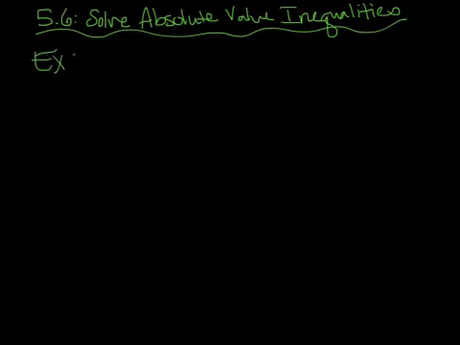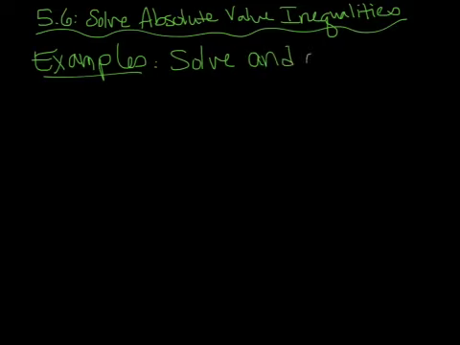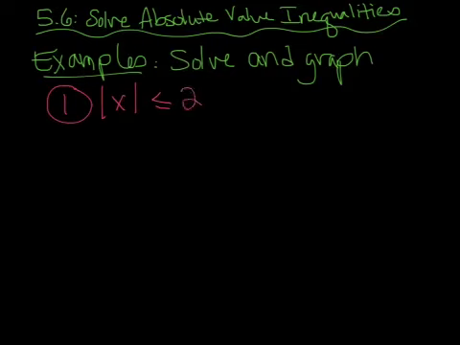So let's start straight away with some examples, and I'll take you through all of these step by step. For all of these, I'm going to ask you to solve and graph. It'll be a lot more helpful for you to rewrite your final answer in the end when you graph it. My first example: the absolute value of x is less than or equal to 2.